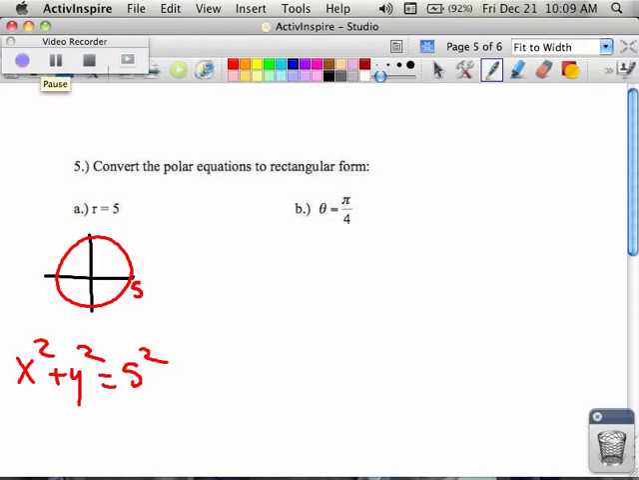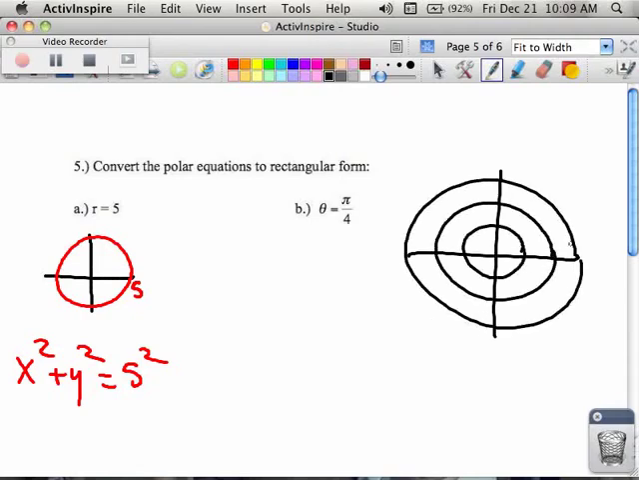Next one, we have an angle, pi over 4. If we look at a quick picture, in our polar graphs we saw these concentric circles. Pi over 4 is in the direction over here. That's where pi over 4 is, or right there, or right there, or right there. In fact, if I connect all those dots, what I see is a line. And that's the line y equals x.